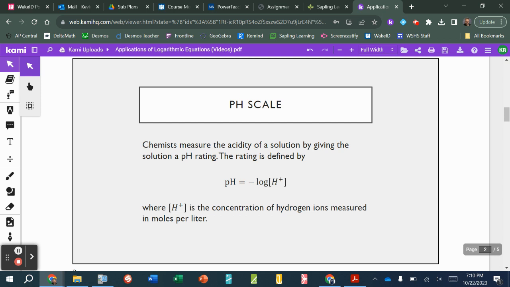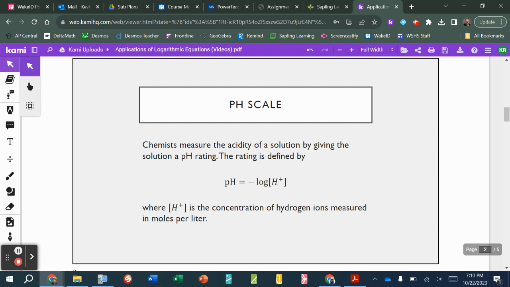All right, this video is to introduce you to our use of the pH scale in Math 4, and it involves a logarithmic equation. So, Leslie Sorensen invented the pH scale in the early, I want to say 1900s, and chemists measure acidity of a solution by giving the solution a pH rating, which is probably what you're used to.